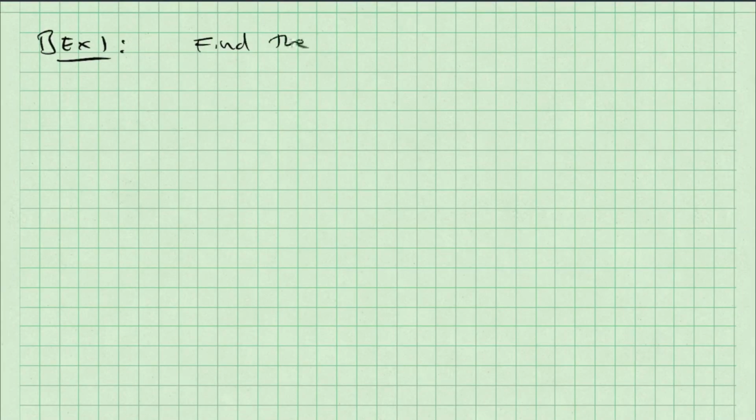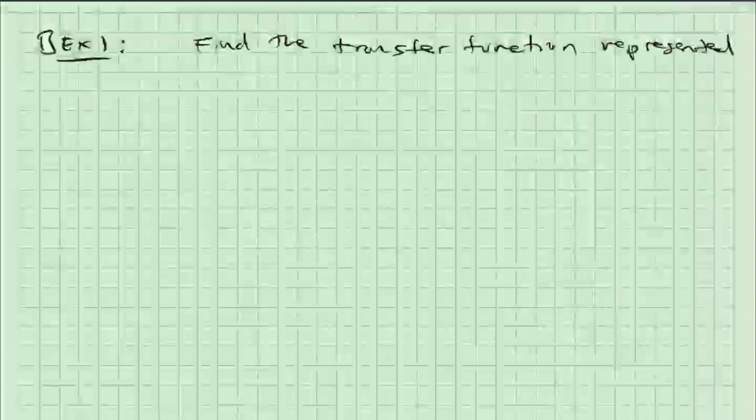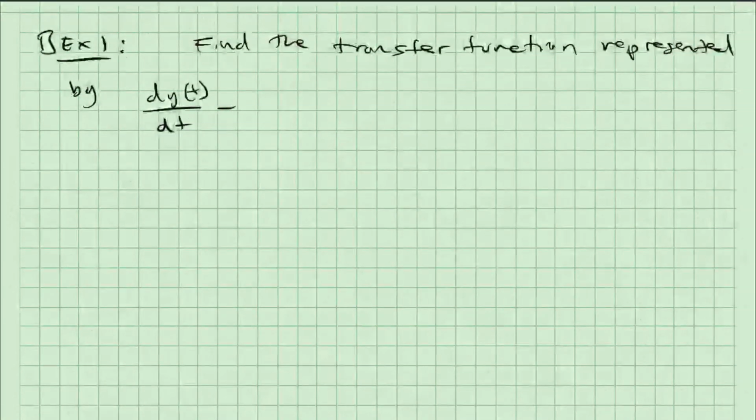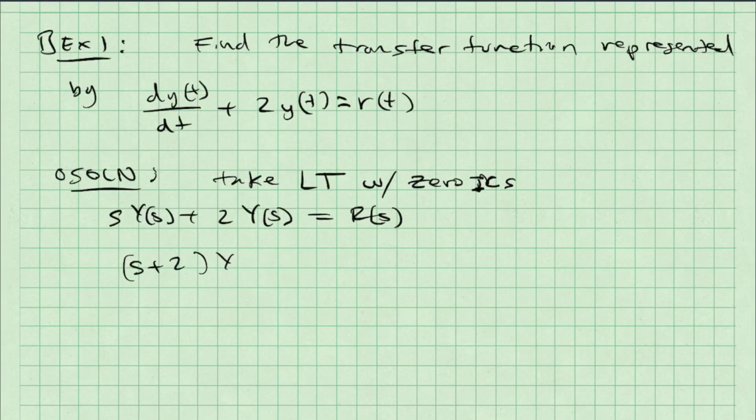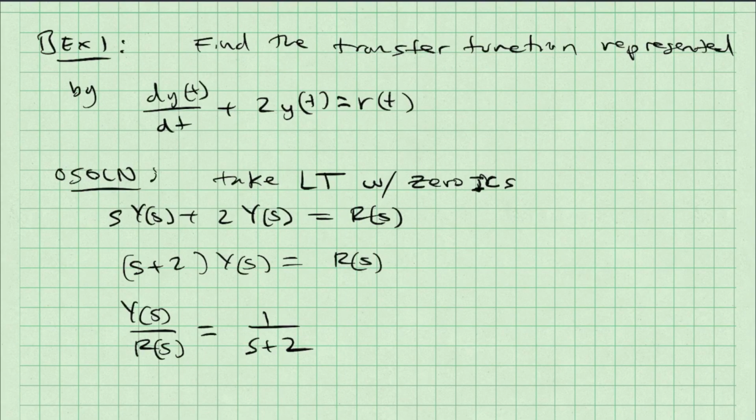I'd like to find the transfer function represented by the differential equation dy of t dt plus 2y of t equals r of t. To solve this, I'll take the Laplace transform with 0 initial conditions. That'll give me s y of s plus 2y of s equals r of s, which is s plus 2 times y of s equals r of s, or y of s over r of s, which is my transfer function g of s, is 1 over s plus 2.